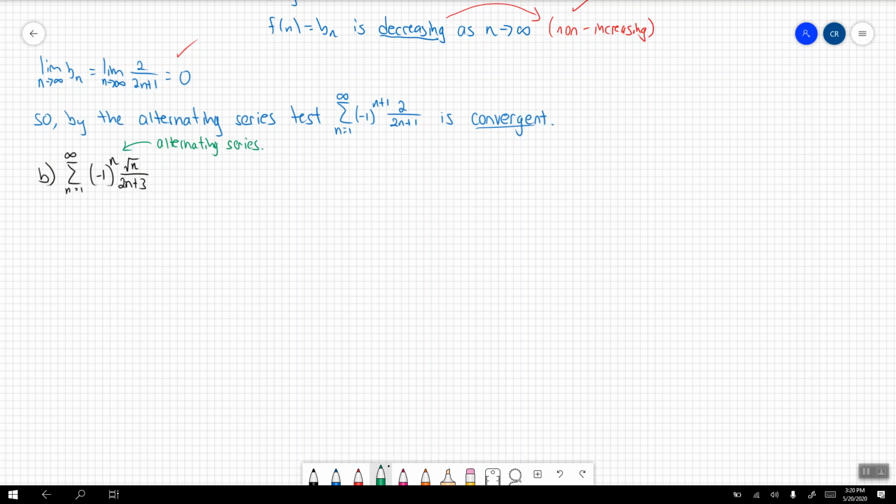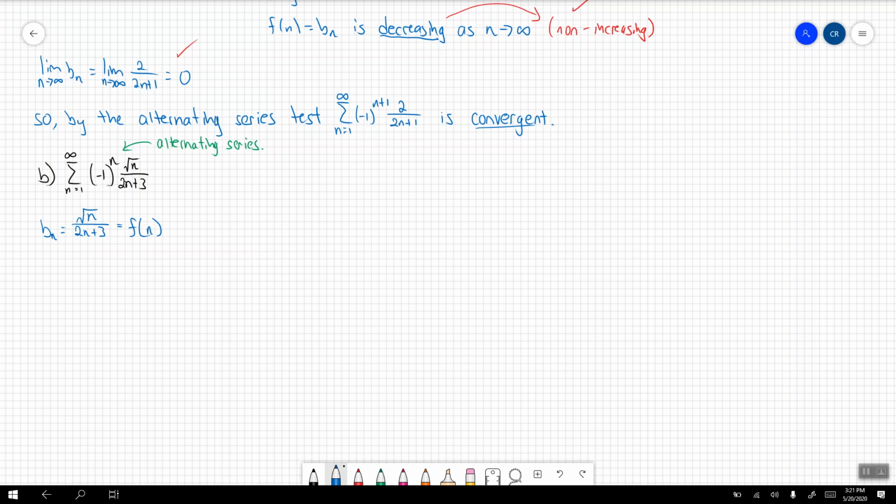So what I'm going to do for this is interpret that alternating series as my b sub n. So I'm going to extract what this b sub n function is. That b sub n function is square root of n divided by 2n plus 3. Consequently, I'm going to call this my f sub n function. Now, the first thing that I'm going to do is check that this is non-increasing.